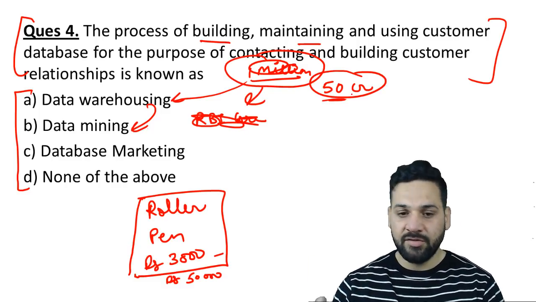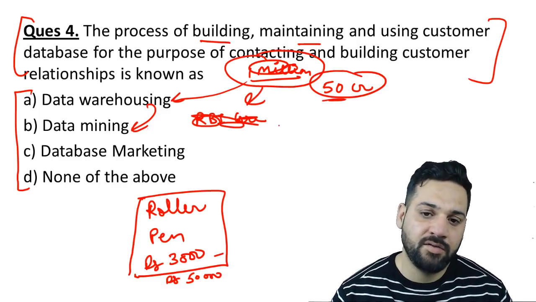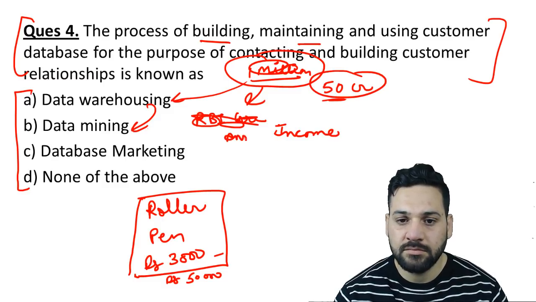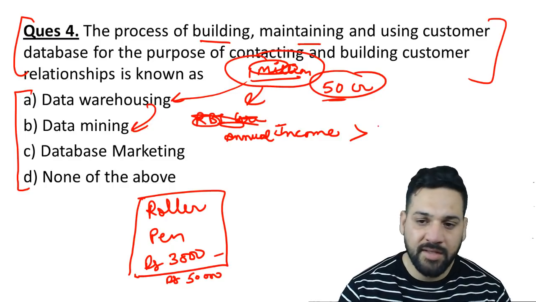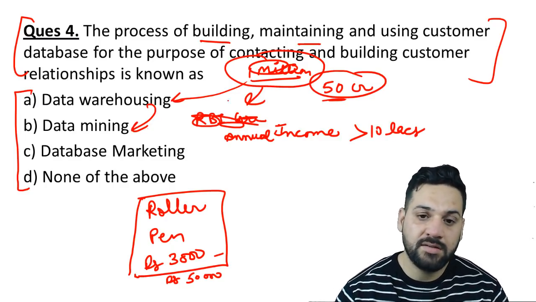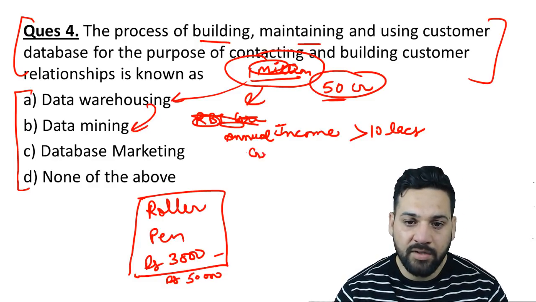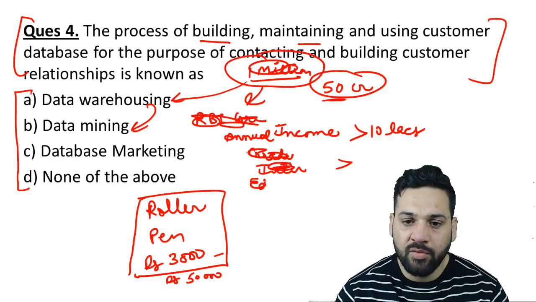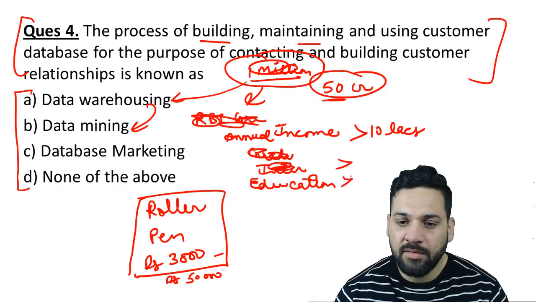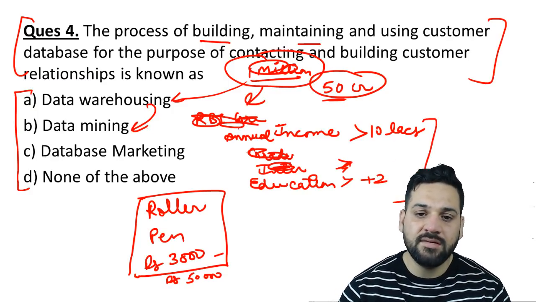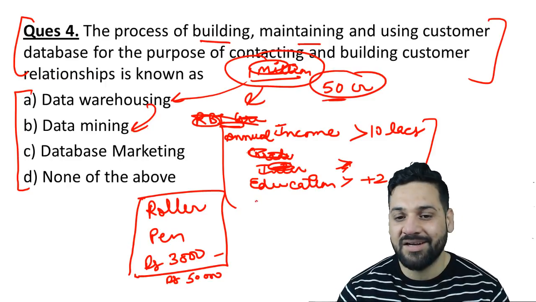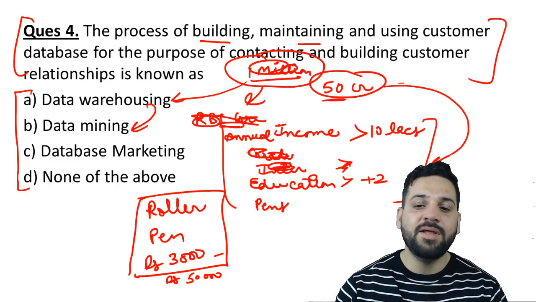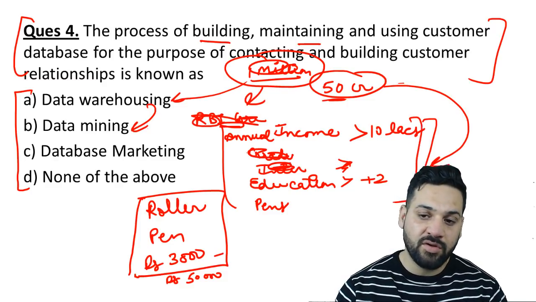I go to Google. I search there that the person should be, first of all, his annual income should be more than, let's say, 10 lakh rupees. Then his education should be more than 10 plus 2, okay? So these are the two, and he should be interested in writing equipments. So out of these 50 crore people, how many would satisfy these three criteria?